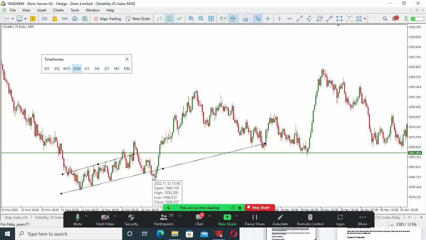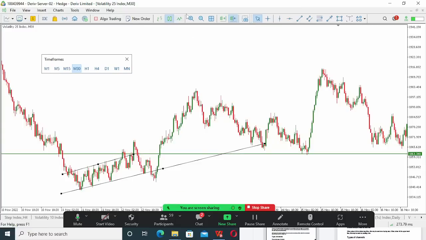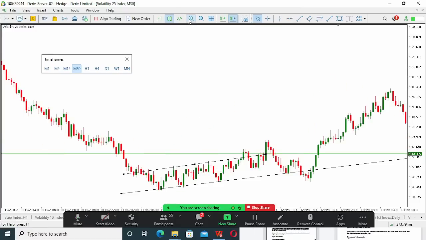Look at the second one. We said that it should close below the candlestick that passed through the support. But look at this. The market opened here and then closed here. I believe this would be okay. So this is the candle I'm talking about right now.